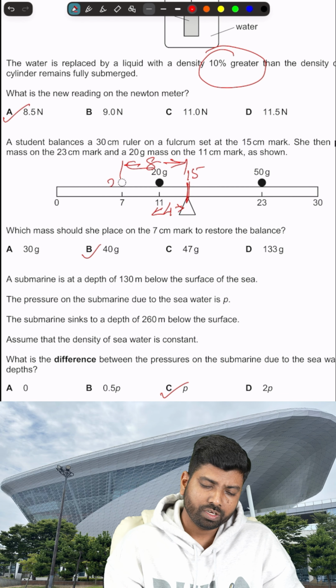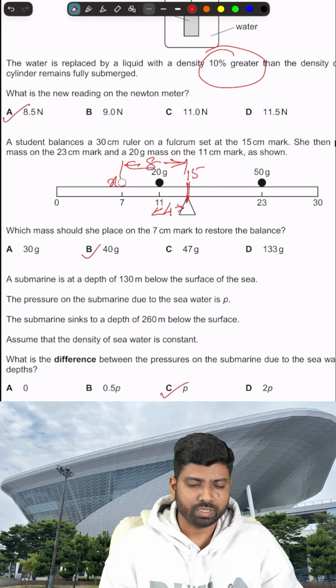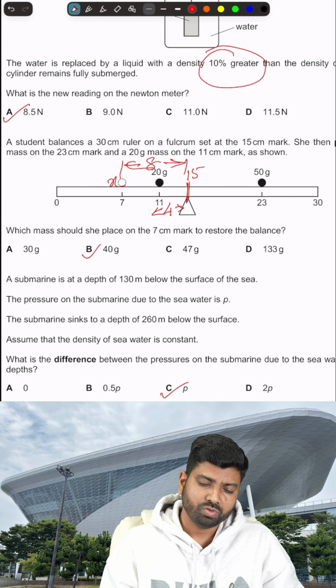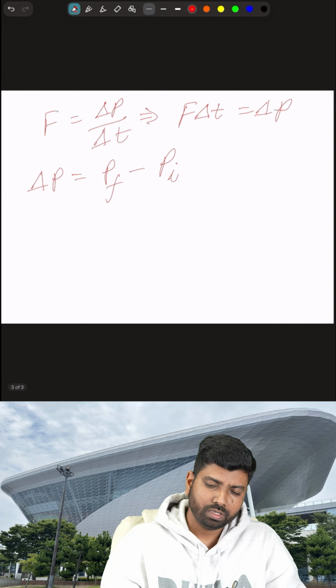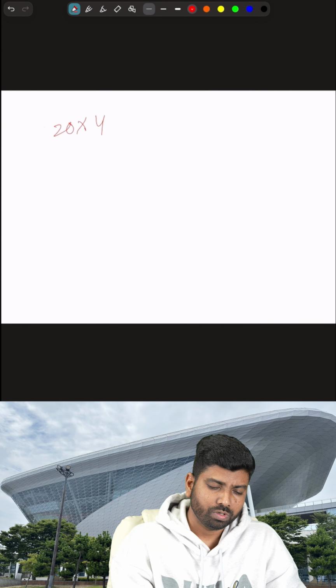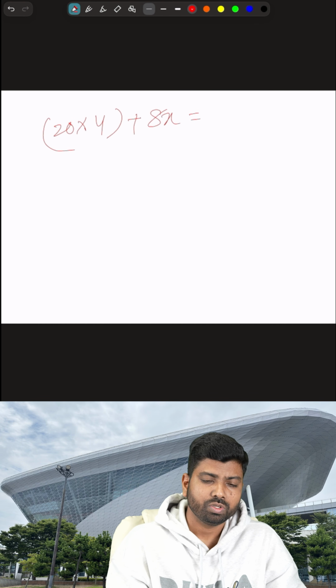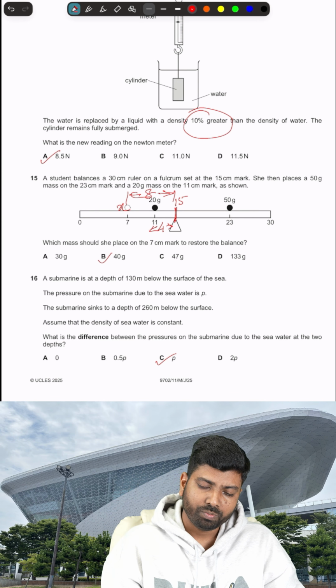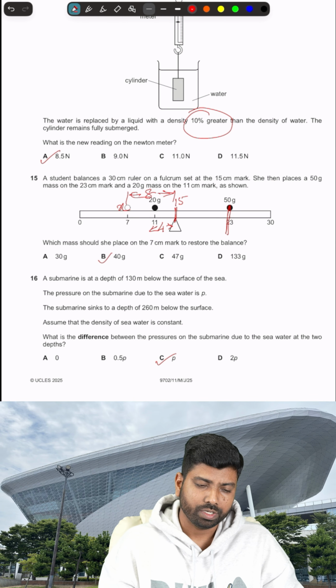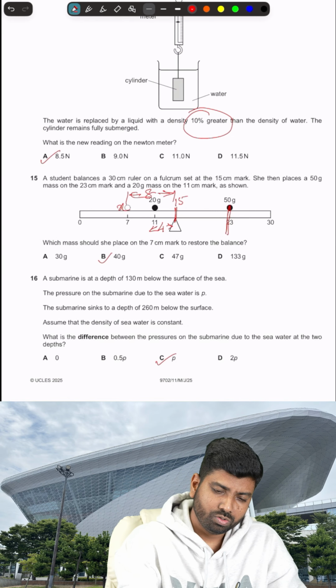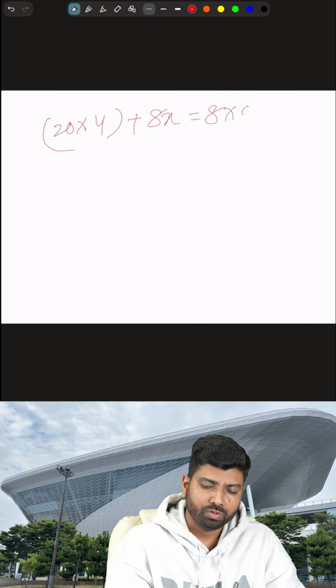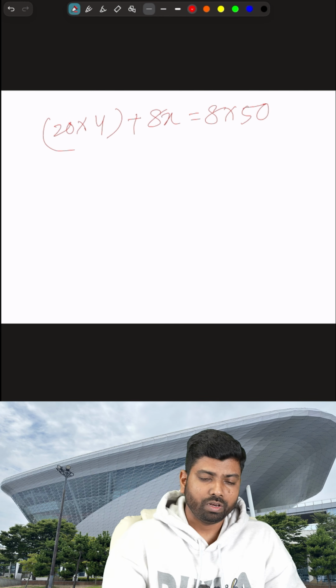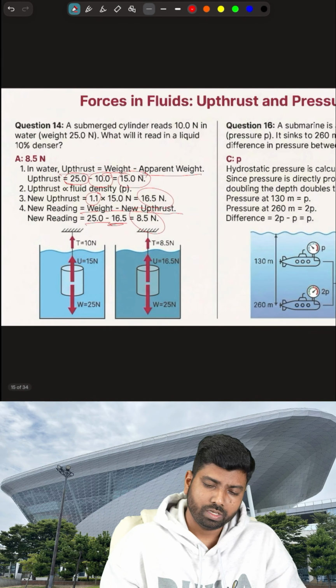Okay, consider the mass here is x, or m you can take. So then 20 into 4 plus 8 into x, can we write 20 into 4 plus 8x, which is your anti-clockwise, must be equal to clockwise. So 15 to 23, what will be the 15 to 23? 8. Yeah, correct. And then 8 into 50. Then you can find out the value of x, and I want to show you my explanation.